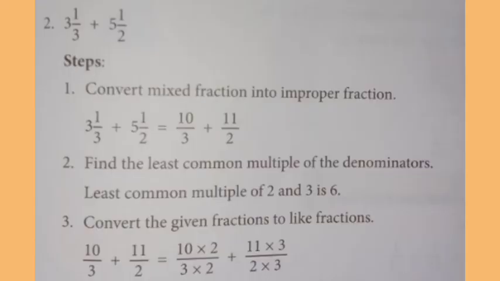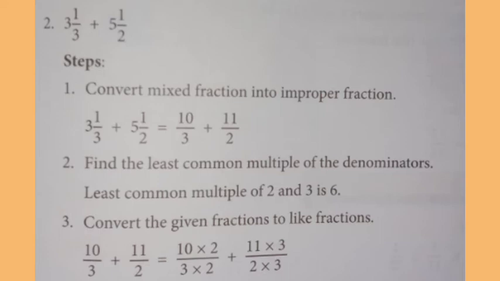Example 2, 3 1 by 3 plus 5 1 by 2. Steps are: step 1, convert the mixed fraction into improper fraction, that is 3 1 by 3 plus 5 1 by 2, which equals 10 by 3 plus 11 by 2. Step 2, find the least common multiple of the denominators. Least common multiple of 2 and 3 is 6.